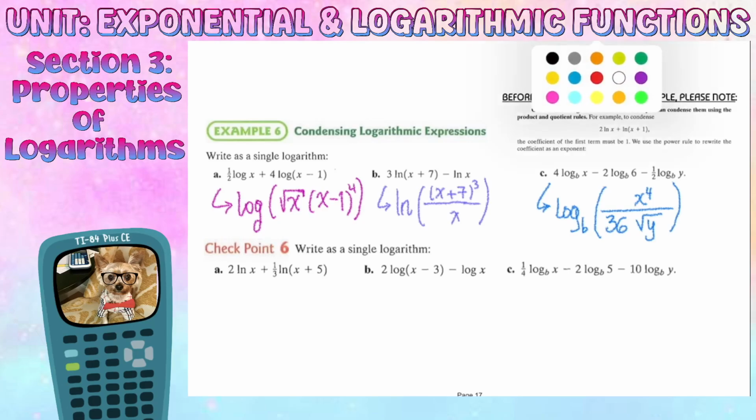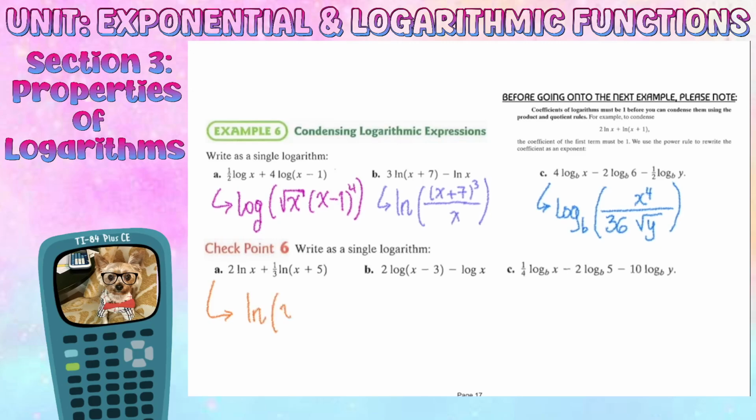Next up, let's go ahead and do checkpoint 6a. So it's going to be similar in style to the one above it. We have the ln, and we're going to deal with the product here. We're going to have the product of x squared, and we'll have the cubed root of x plus 5, and that cubed root ends right like that. Finito.